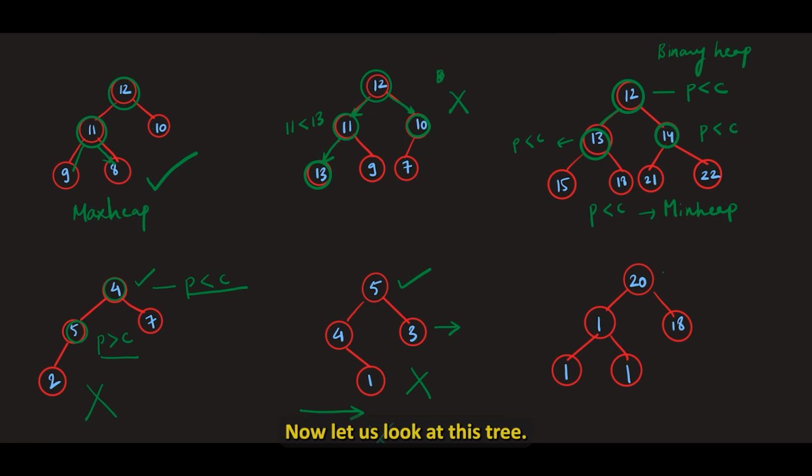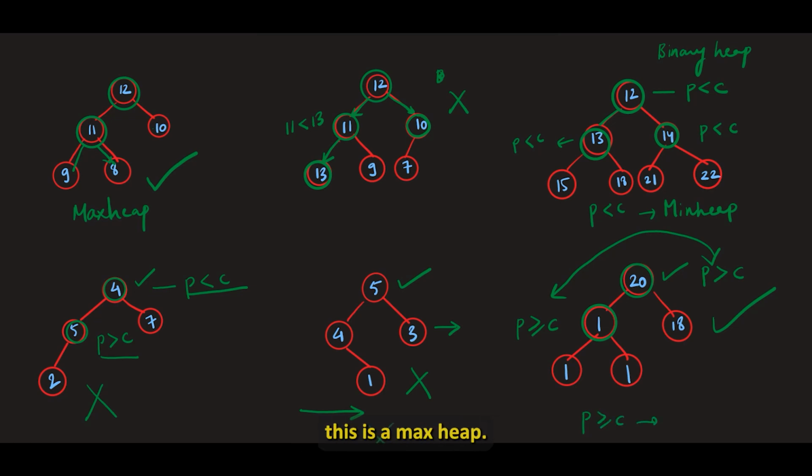Now let's look at this tree. If we look at the node 20, both of its children, that is 1 and 18, follow the property that P greater than C. And when we look at the node 1, both of its children follow the property that P is greater than or equal to C. Since these two properties also align in the whole tree, we can say that this is a binary heap. And since P is greater than or equal to C for the whole heap, we can say that this is a max heap. Just remember that the parent and child can have equal values.